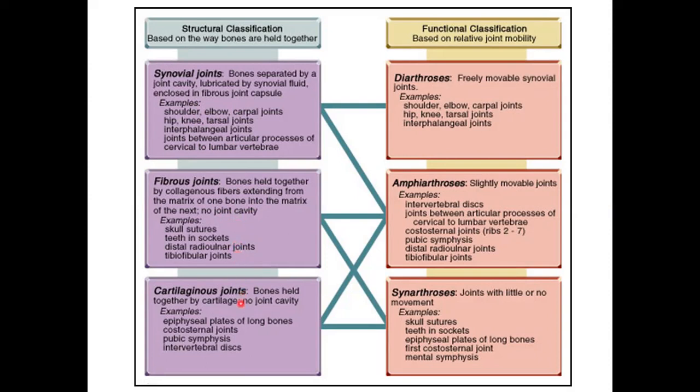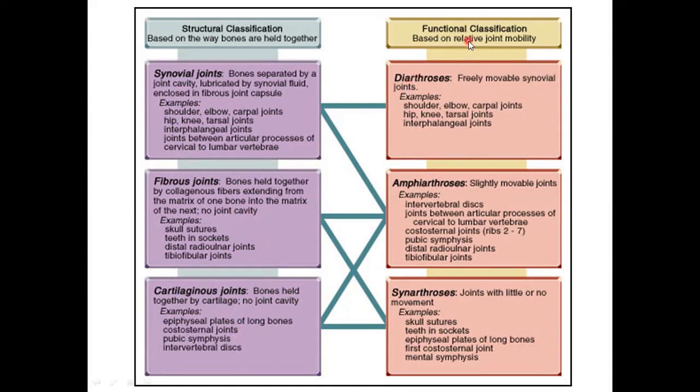tibiofibular joints. Now, the cartilaginous joints include the bones that are held together by cartilage. Again, there is no joint cavity in the cartilaginous joints. Examples include epiphyseal plates of long bones, costosternal joint, and pubic symphysis.